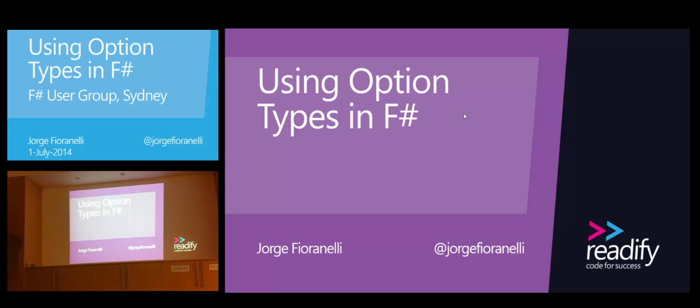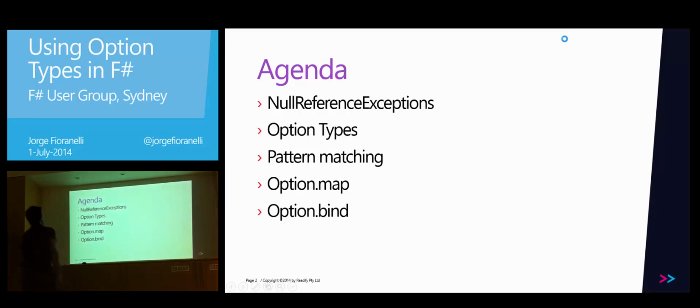So, we will give a quick introduction to why NullReference exceptions are happening in C#, why they are so used. We are so used to seeing them. Then we will see why option types are there in F# and which type of problem they are solving. Then how to consume them using pattern matching. So we will learn the basics of that.